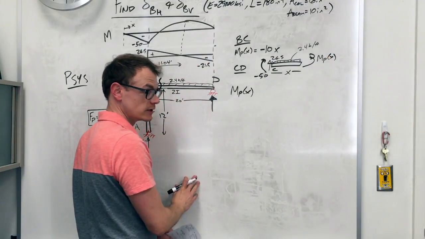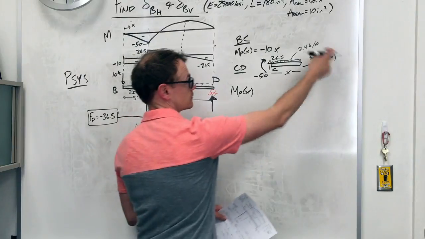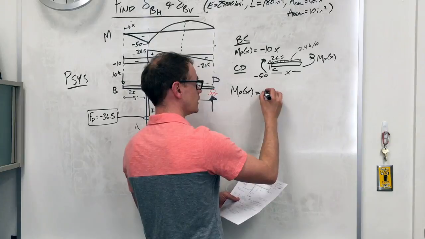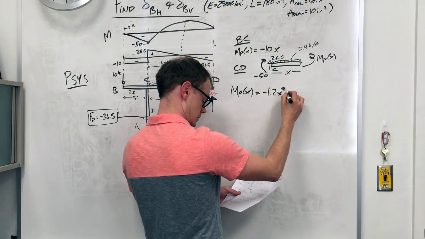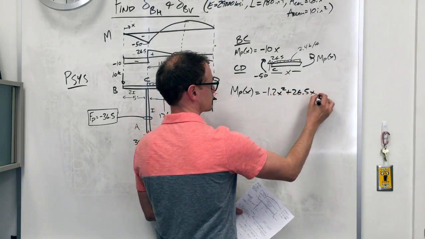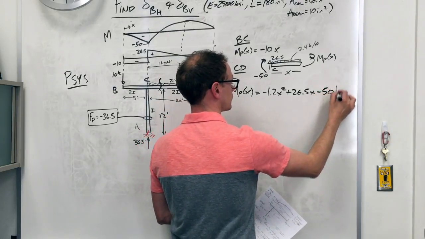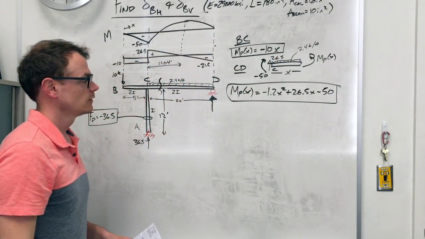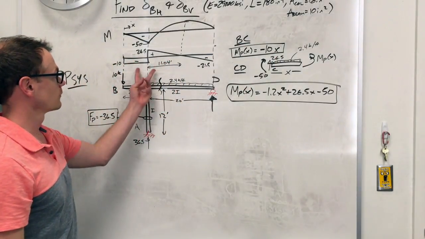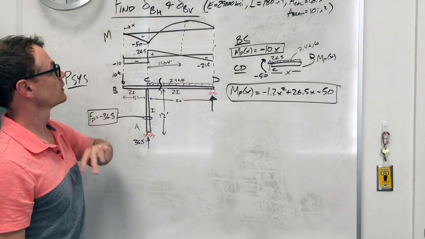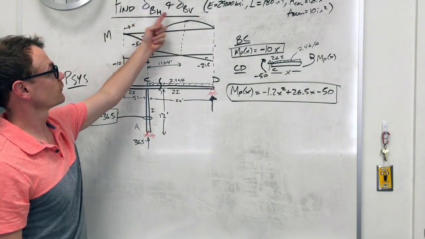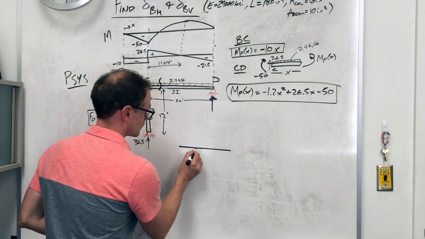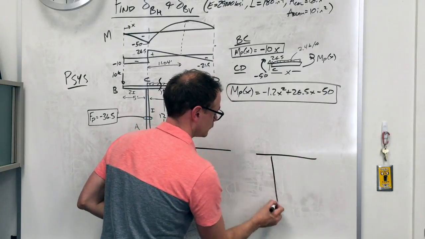So this is the information that you need. I'm going to give you the equation. You can find it by summing the moments, right? So this is minus 1.2 x squared plus 26.5 x, then minus 50. So I have that one, and I have that one. Okay, these are my two MPs that I'm going to use for both of the Q systems, horizontal deflection at B and vertical deflection at B. So let's go ahead and just quickly write down those two Q systems.